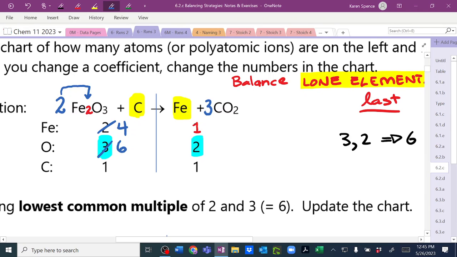Okay, and so now we have 3 times 2 is 6 oxygen, but that also changed the carbon to 3. But because we have these lone elements, we can just balance them on their own now. Super easy, right? We just go, oh, I need 3 carbon, so let's put a 3 in front of carbon. I need 4 iron, so let's put a 4 in front of iron. Is that good? Okay, so the little 2 and 3 thing, balance your lone elements last, use a little chart.